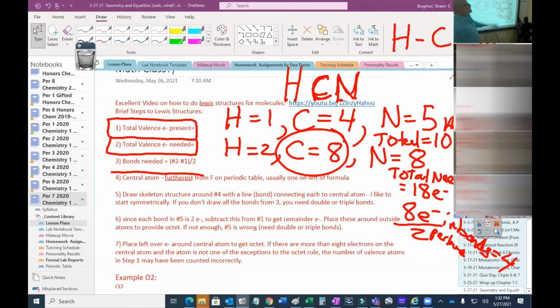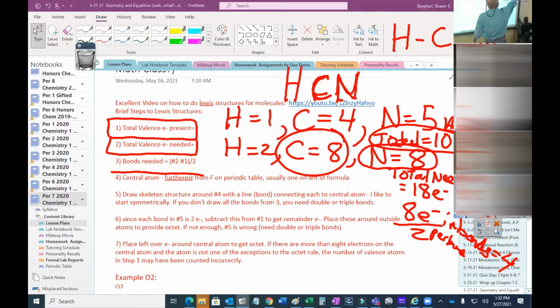Nitrogen's not happy right now. It sees 6, but it wants 8. Nitrogen also wants 8. So what happened? Well, remember we have 10 electrons and 2, 4, 6, 8 of them are in bonds. So if we have 10 electrons and 8 are in bonds, that means 2 of them are not, and we can put them right there. Now nitrogen sees 8, 2, 4, 6, 8, and all of our electrons are accounted for.